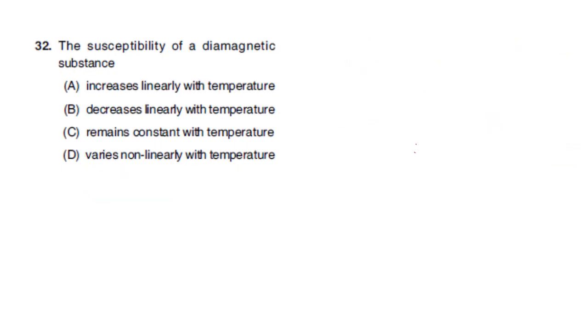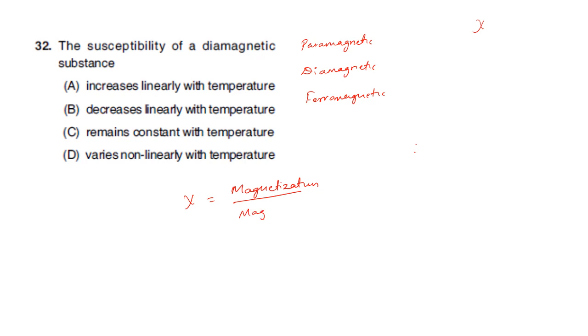The susceptibility of a diamagnetic substance. As we know, materials are classified as paramagnetic, diamagnetic and ferromagnetic materials depending on the sign and magnitude of chi, where chi is the susceptibility given by the ratio of the magnetization to the magnetic field intensity.